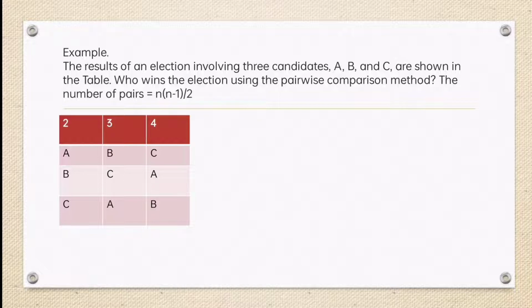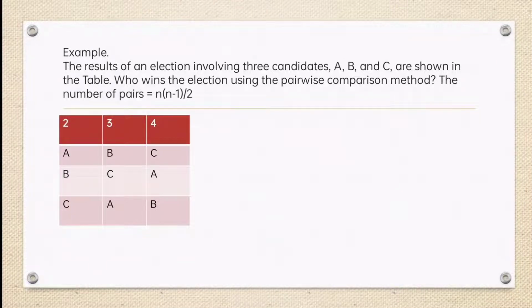Example number 4. The results of elections involving the candidates A, B, and C are shown in a table. Who wins the elections using the pairwise comparison method? The columns are: number 2, ABC; 3, BCA; 4, CAB.